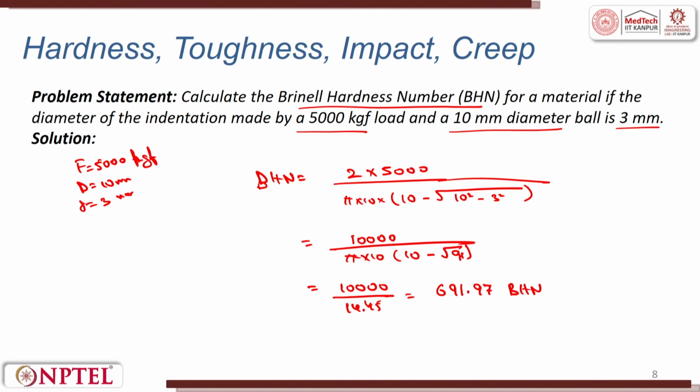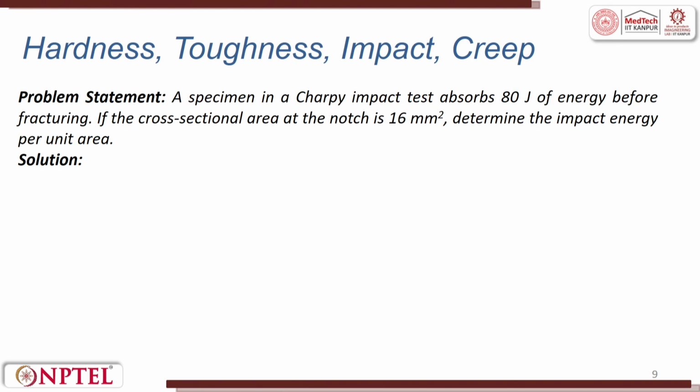Let me also take one more numerical on impact test, and we will try to find impact energy per unit area. It is given that in a Charpy impact test it absorbs 80 joules of energy before fracturing. The cross sectional area of the notch is 16 millimeter squares. Now here the cross section is 16 millimeter squares, so we need to convert this into SI units, that is meters.